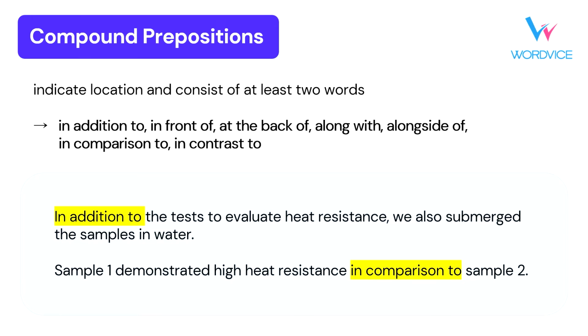Compound prepositions indicate location and consist of at least two words. Common compound prepositions include in addition to, in front of, at the back of, along with, alongside of, in comparison to, and in contrast to.